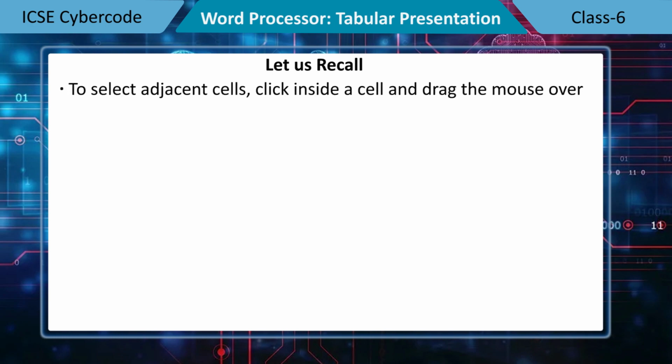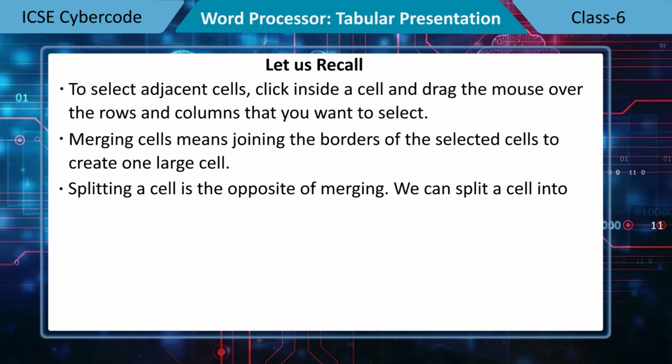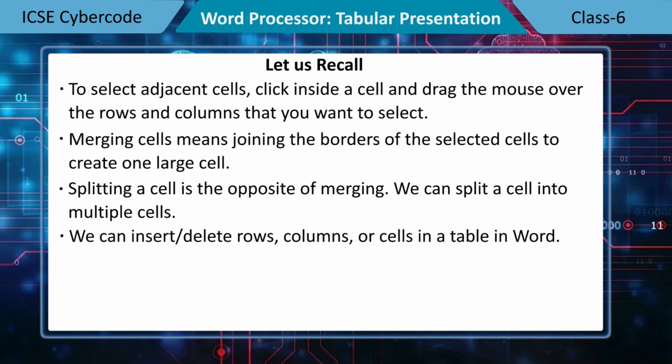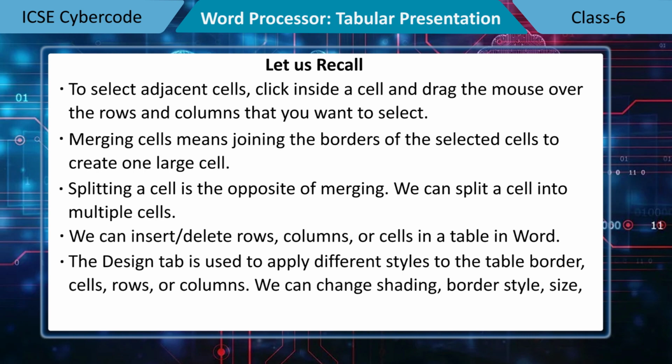To select adjacent cells, click inside a cell and drag the mouse over the rows and columns that you want to select. Merging cells means joining the borders of the selected cells to create one large cell. Splitting a cell is the opposite of merging. We can split a cell into multiple cells. We can insert, delete rows, columns, or cells in a table in Word. The Design tab is used to apply different styles to the table border, cells, rows, or columns. We can change shading, border style, size, and color in this tab.